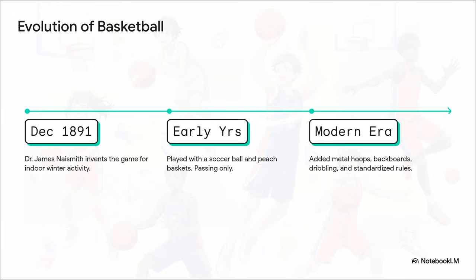And here's the crazy part. Because the baskets still had bottoms in them, they had to stop the game and climb a ladder to get the ball back after every single point. Oh, and passing was the absolute only way you could move the ball down the court. Eventually, thank goodness, common sense prevailed. That led us to the modern era of open nets, metal hoops, backboards, the genius invention of dribbling, and standardized rules that let the game flow without needing a ladder.